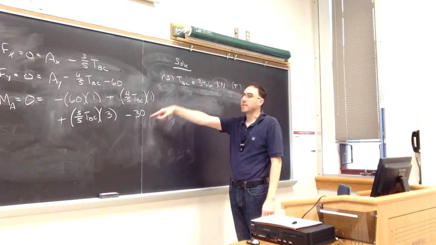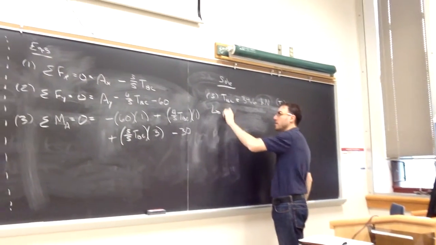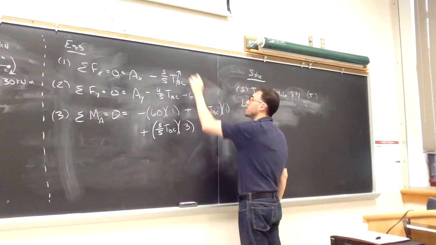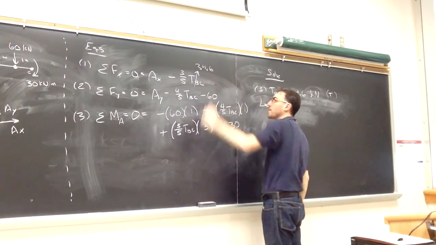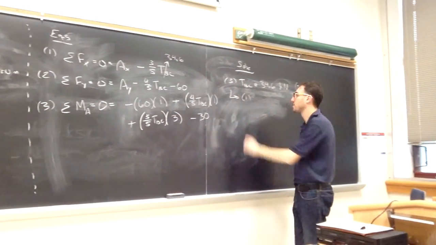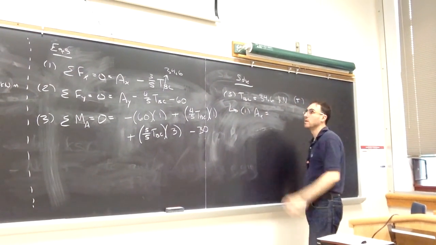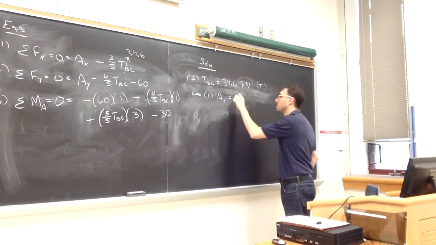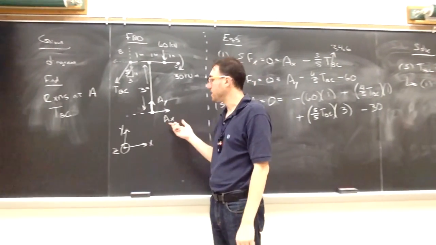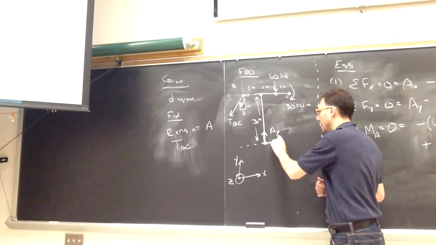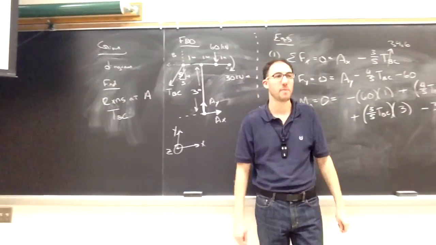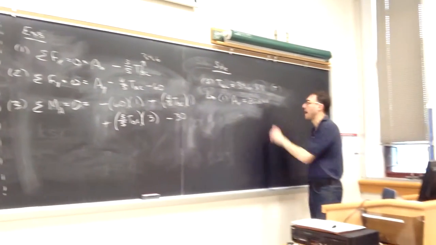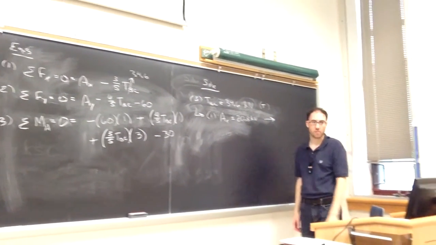Now that I know TBC, I can use this information in equation number 1. I can now say TBC I know is 34.6. So now in equation 1, my only unknown is AX. Solving it for AX, I get 20.8 kilonewtons. My assumption up front is that AX was pointing to the right. Again, I really only assume that because that's the direction of my x-axis. But this positive value on AX means that assumption was correct. So this does point to the right.